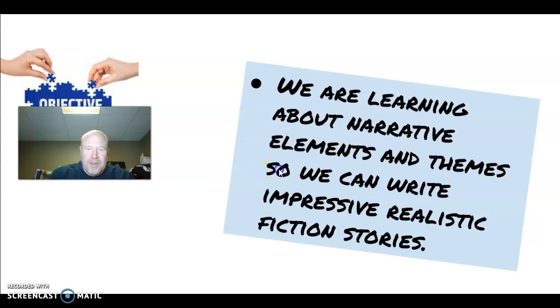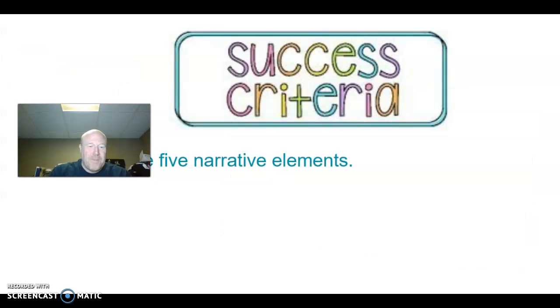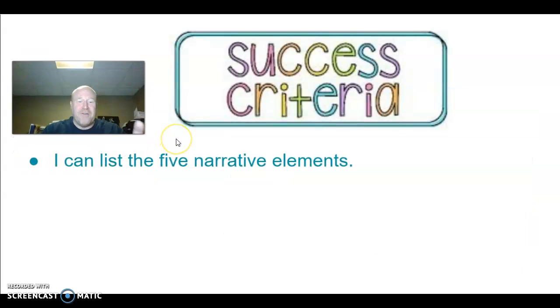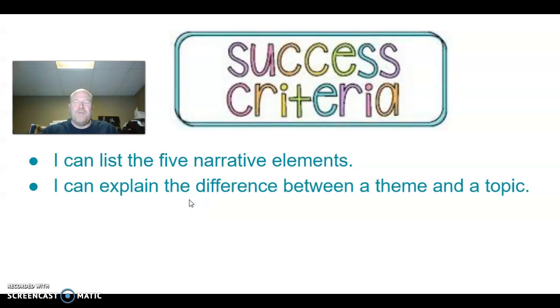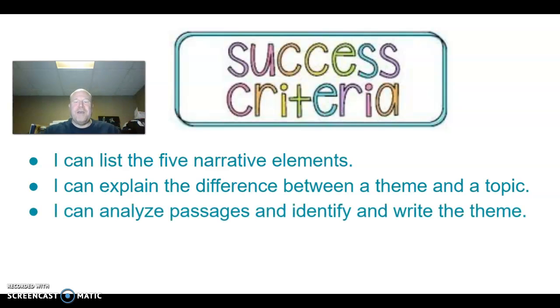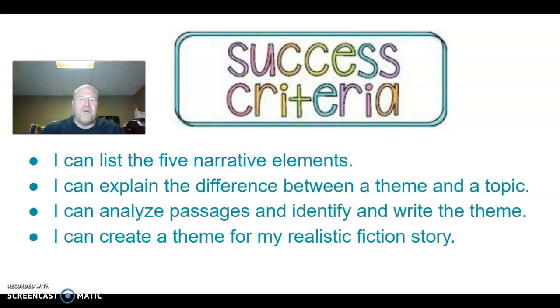So your success criteria. By now, you should be able to list the 5 elements of a narrative, including theme. By the end of this video and today, you should be able to explain the difference between a theme and a topic. That's where the birthday will come in. Analyze a passage and identify it and write the theme. And create a theme for our own realistic fiction story.